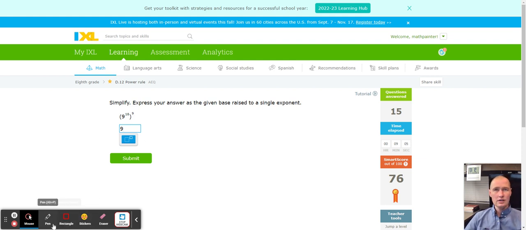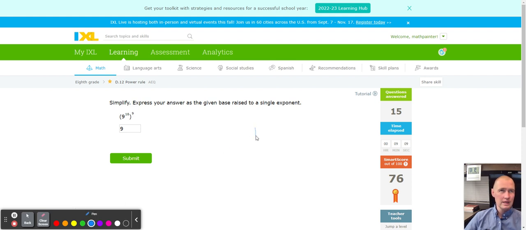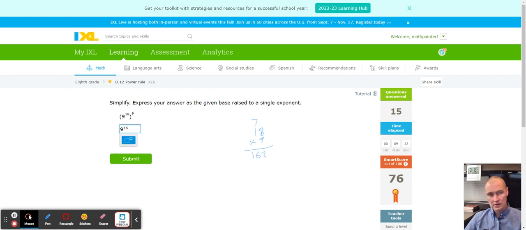All right, so I need to do a little side work on this one. So I got 18 times 9. 8 times 9 is 72, carry the 7. And 9 times 1 is 9, plus 7 is 16. So I'm getting 162 on that one. Let's try that and see if that works. So 9 to the 162.